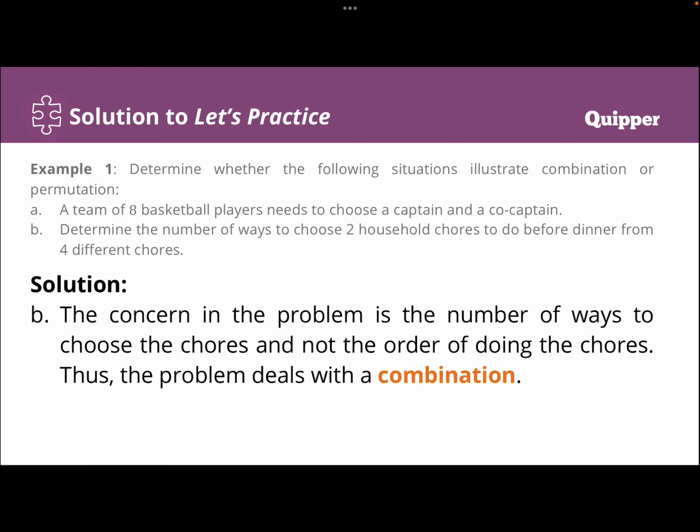Alright? Next, how about for letter B? Determine the number of ways to choose 2 household chores to do before dinner from 4 different chores. Okay, for the solution for this, the concern in the problem is the number of ways to choose the chores and not the order of doing the chores. So therefore, we can conclude that problem B is a combination, because the arrangement does not matter. Okay?